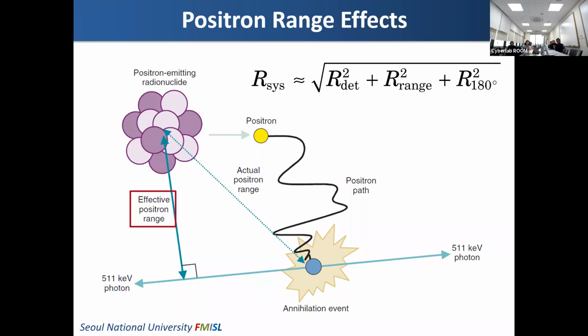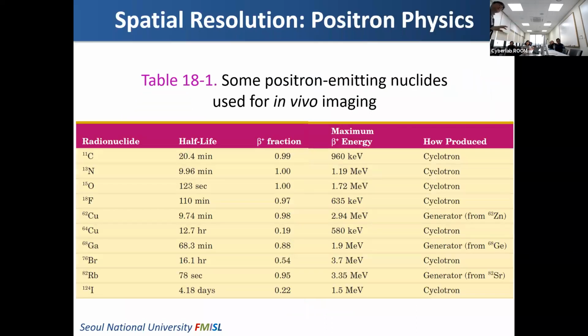But how far the positron can travel depends on its initial kinetic energy. Positrons emitted from each different radioisotope have different ranges.